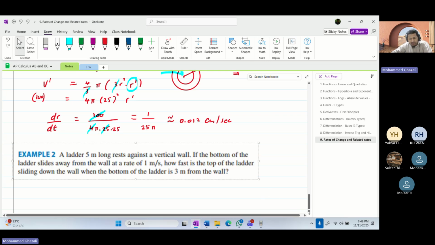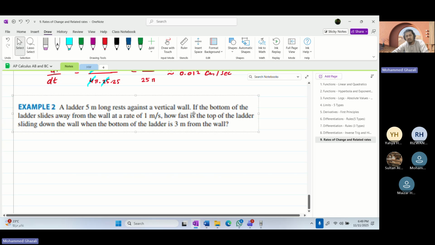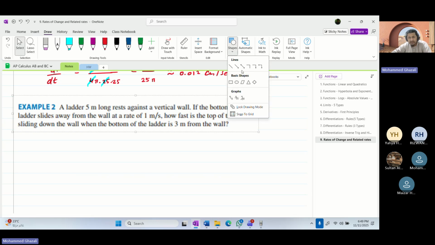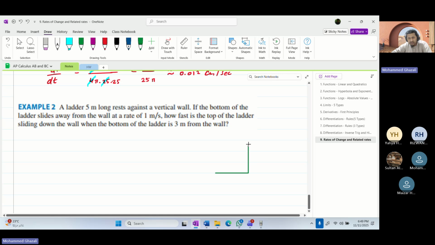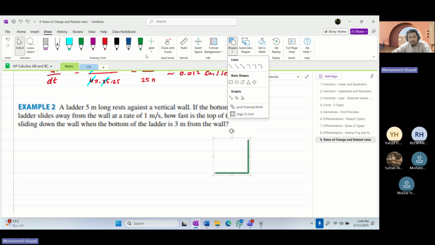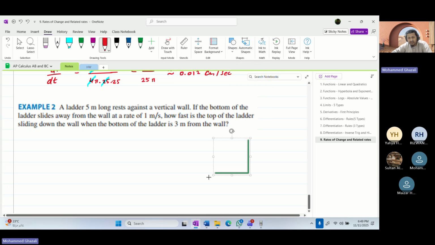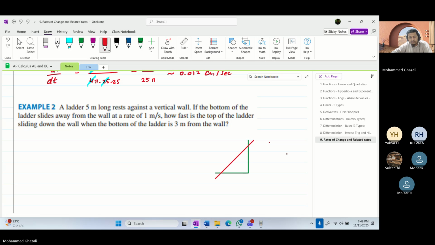A ladder 5 meters long rests against a vertical wall. Let me give you an example of what's happening here. There's your wall here, and there's a ladder. Let's draw it in a different color. So we have the ladder resting against the wall. It's exactly 5 meters. Now the ladder is 5 meters long, so obviously it can't be shorter. That's fixed. Are we good?